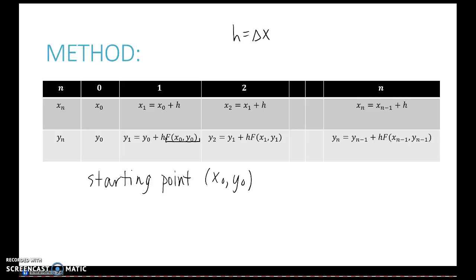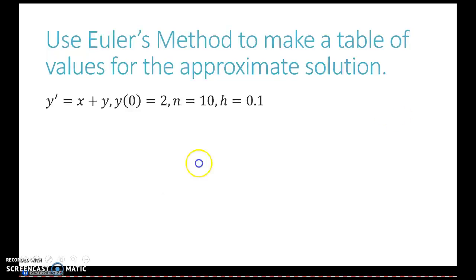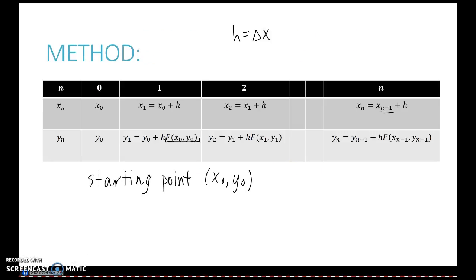Okay, so to get the second y coordinate, notice that we're using the information from the previous point. And then this is just in terms of n. Okay, notice the n minus 1, that means we take the previous value.